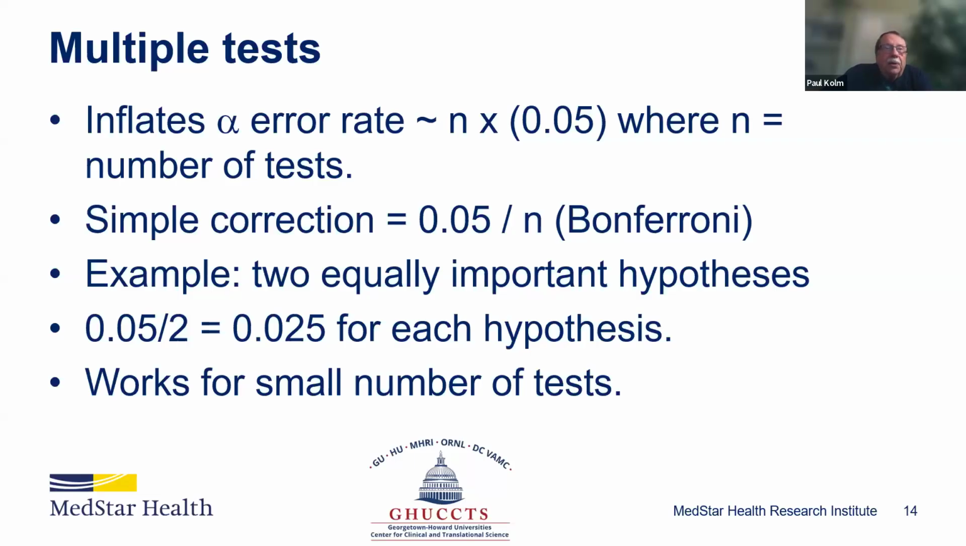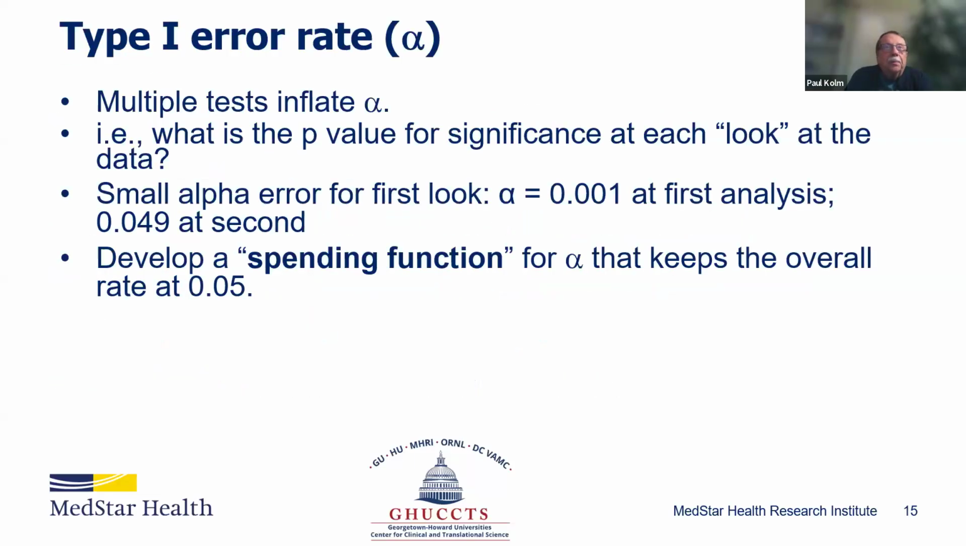And doing the Bonferroni correction works if you have a relatively small number of tests. If your number of tests is really large, like you have 100 or 200 tests, then your p-value gets awfully small, and the Bonferroni correction becomes probably too conservative. So in applying these concepts then to hypothesis testing in clinical trials, what we want to calculate is the p-value for statistical significance at each look at the data.